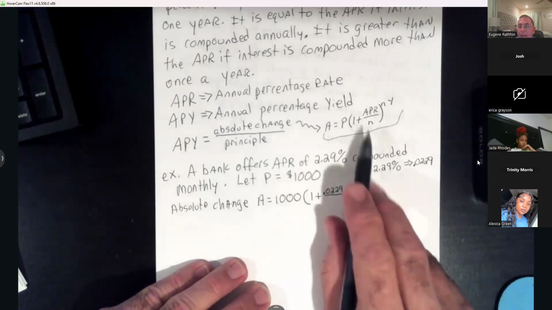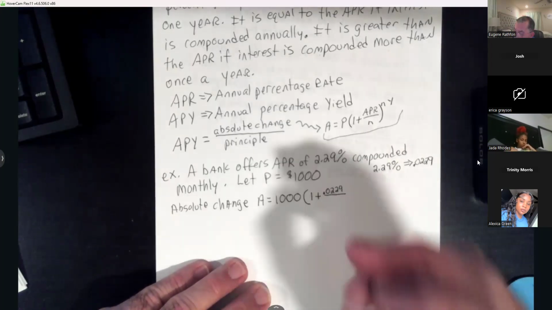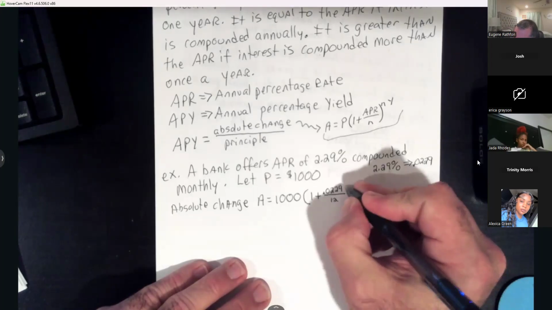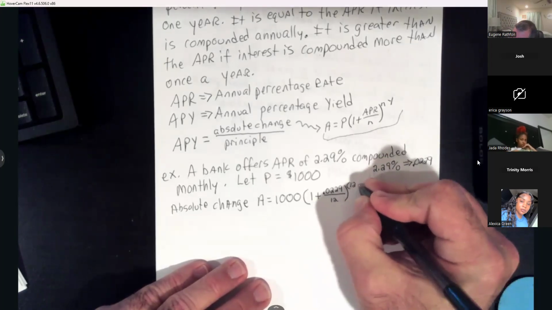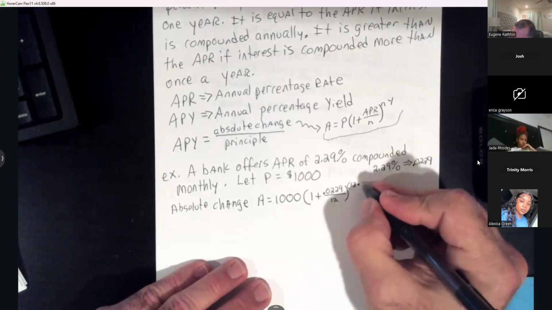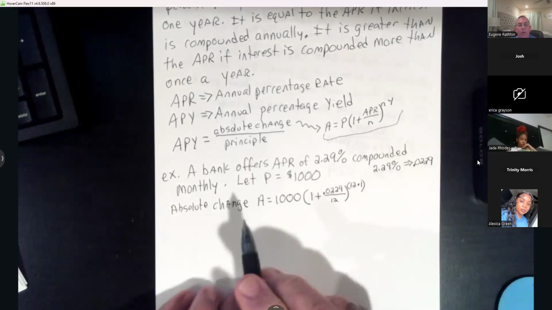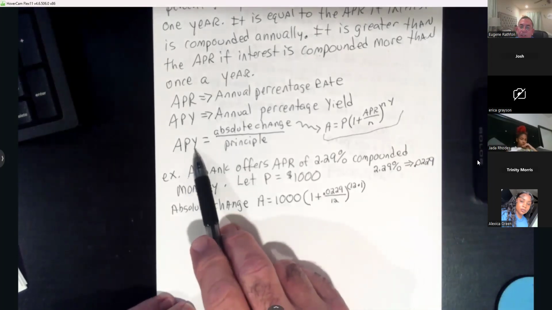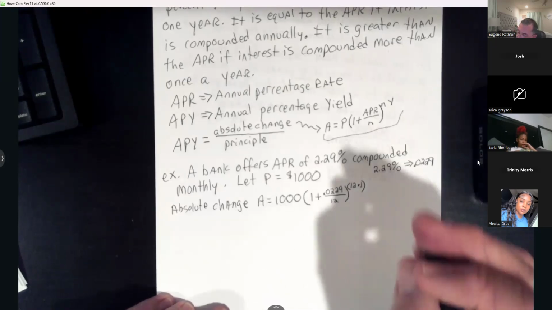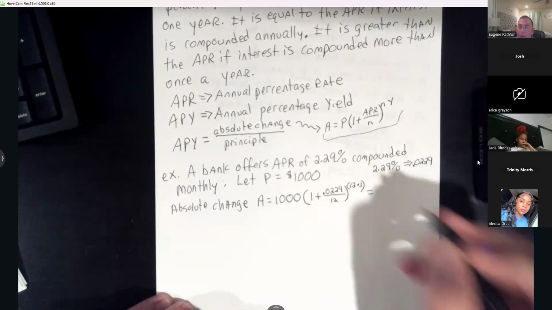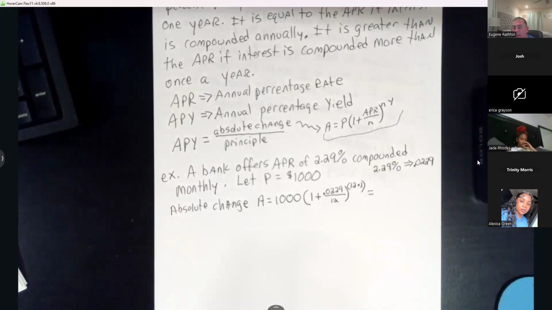Monthly for my N would be 12 because it's monthly. And that's raised to the 12 times 1. So when you're looking at an annual percentage yield, you're looking at 1 year for your time on those, okay? All right, y'all, let's punch that in and see what that gives us. And that'll tell me how much the account went up after that 1 year.